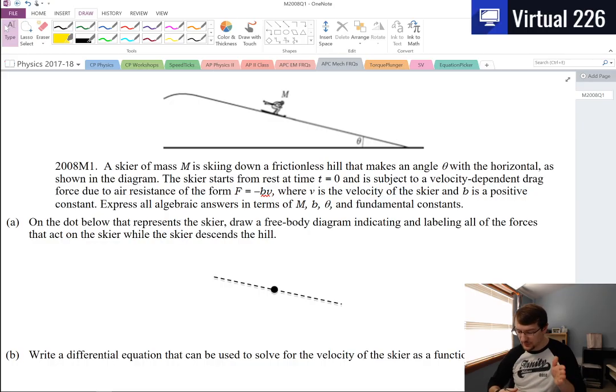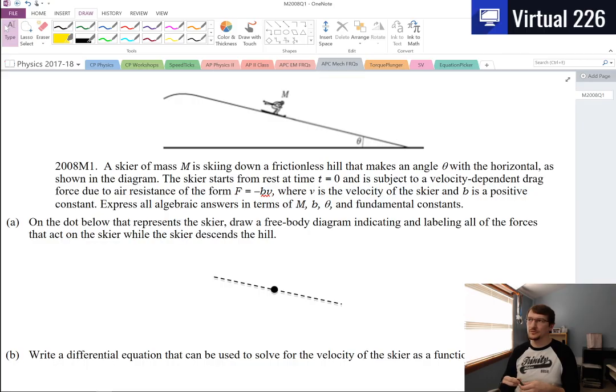The skier starts from rest at time 0 and is subject to a velocity-dependent air force. So it's a drag force going on there. And it's of the form F equals minus BV. The minus there is due to the fact that it is opposing the skier. The B is just some constant.